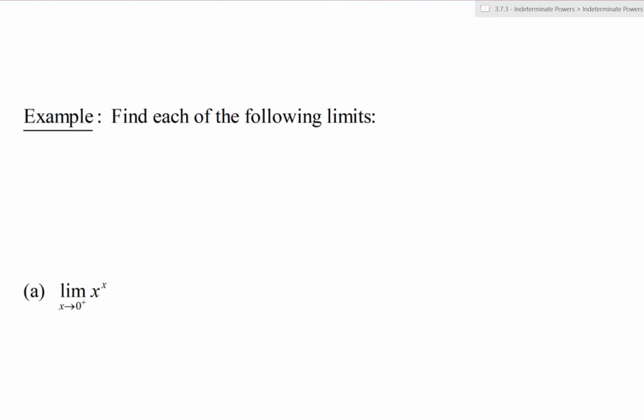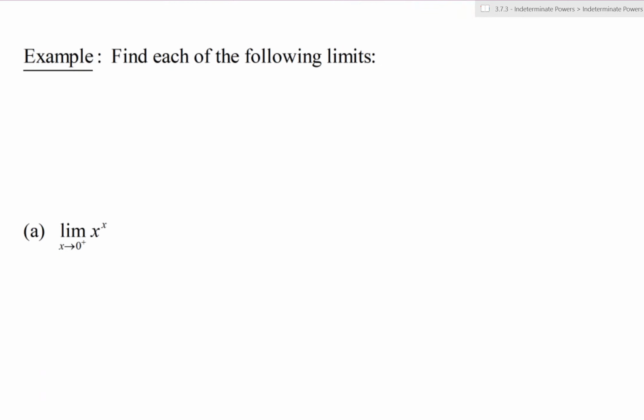Let's find each of the following limits. The first one that we have in part A here, we're given the limit as x goes to 0 from the right of the function x to the x. Now, we can see as x goes to 0 from the right, this is going to approach 0 to the 0. And so we have one of those indeterminate powers, as we say. Question is, what do we do? How do we go about this?